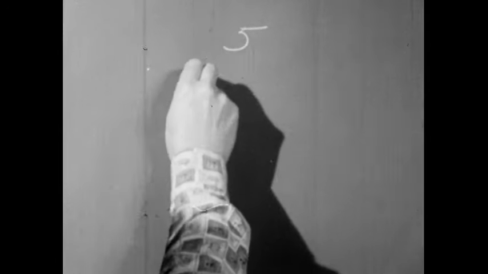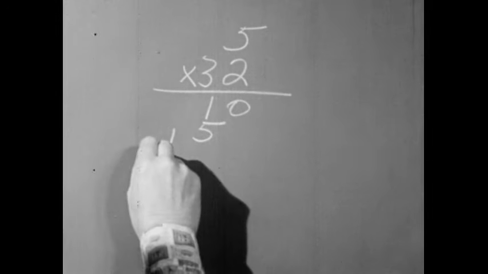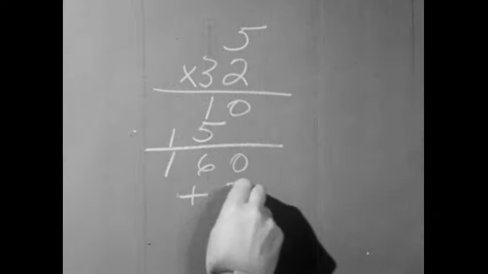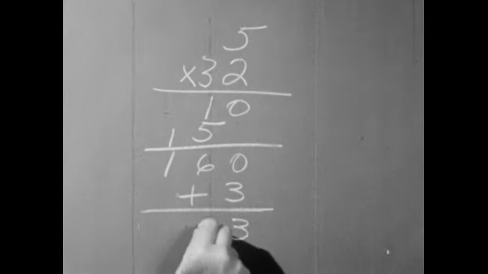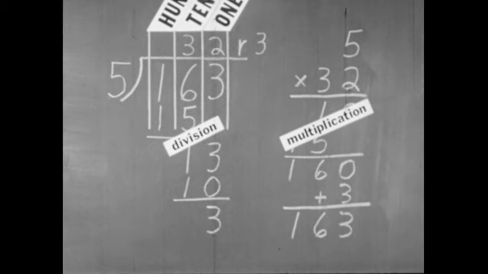Now, Bob, to check this example of uneven division, we multiply the divisor, 5, by the quotient, 32. Then we add the remainder 3 to the product. Now you can see that multiplication is opposite division. In division, we change a number into groups of equal addends. In multiplication, we combine equal addends.